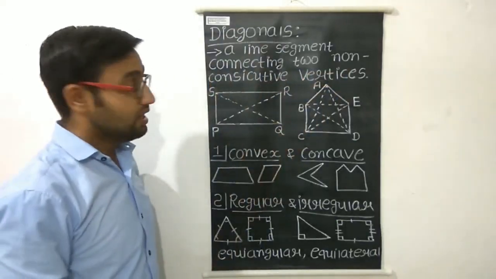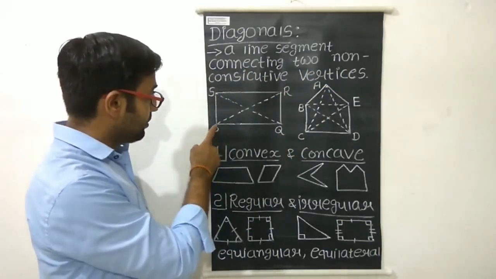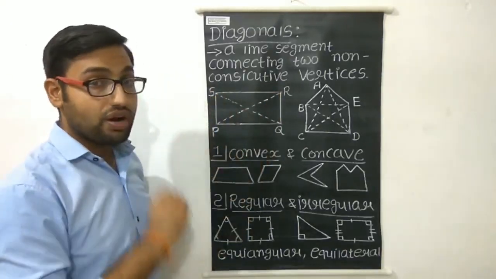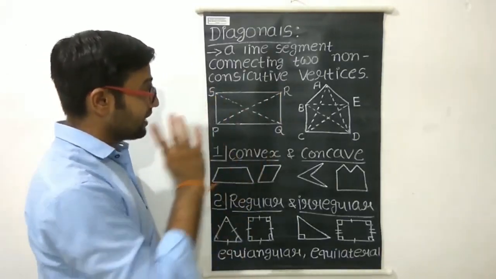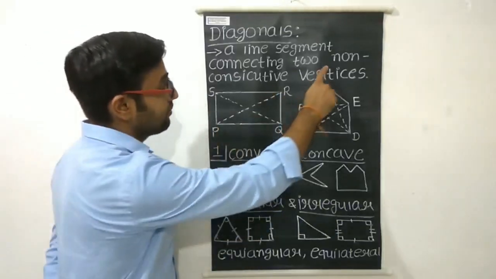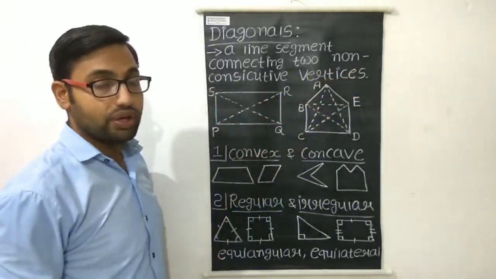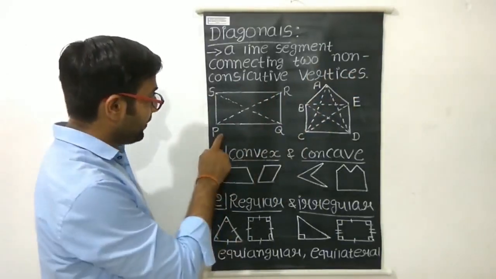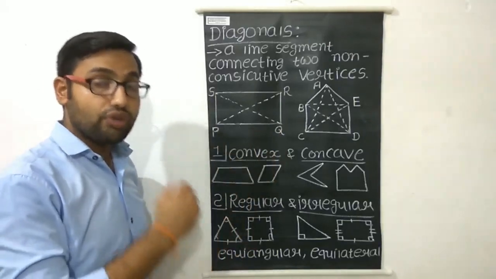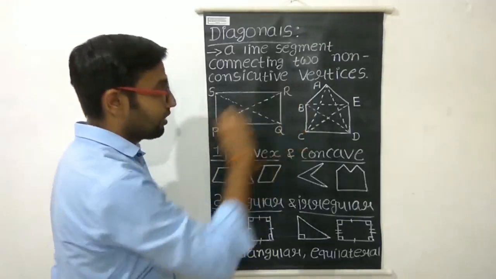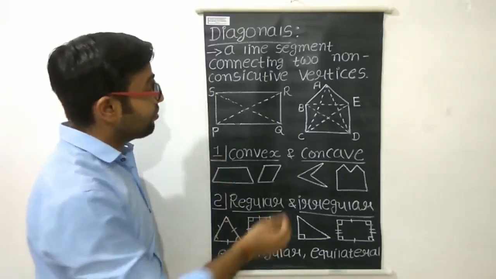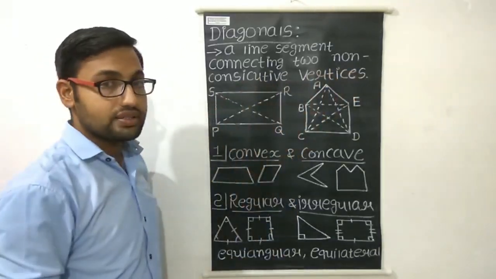Right? See what is given here? Non-consecutive vertices. How many vertices are there? Four. This is a vertex, this is a vertex, this is a vertex, and this is a vertex. So we can say four vertices are there. Which two vertices do we have to select? Which are non-consecutive. Consecutive means if we take P, then Q. P and Q are called consecutive vertices. Q and R are called consecutive. But we do not have to select the consecutive. We have to select non-consecutive vertices.